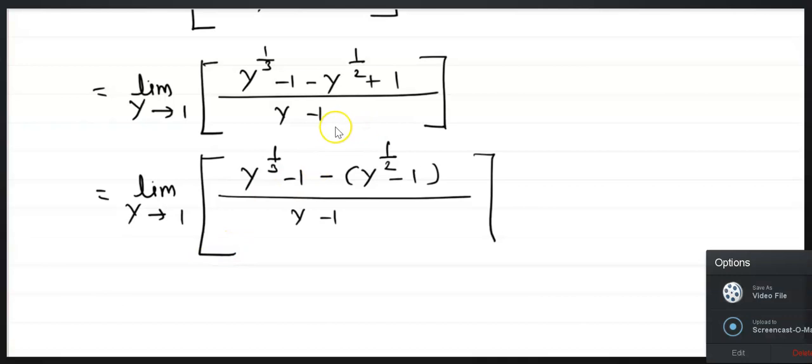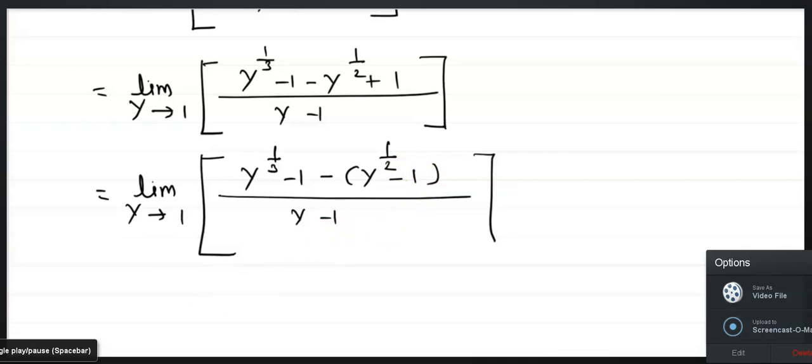Now see this here. y raised to 1 upon 3 minus 1. We are taking the minus sign as common. Then you will get y raised to 1 upon 2 minus 1 upon y minus 1. Now split up, this means what? We will divide. That is y raised to 1 upon 3 minus 1 upon y minus 1 minus y raised to 1 upon 2 minus 1 upon y minus 1.